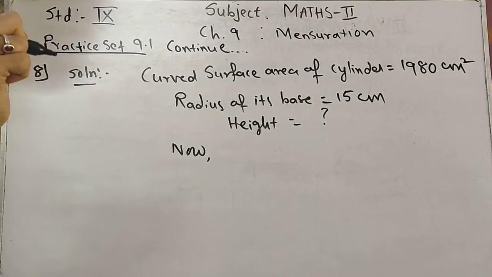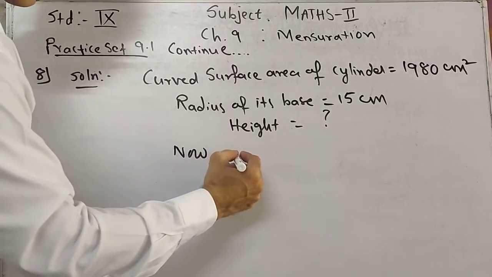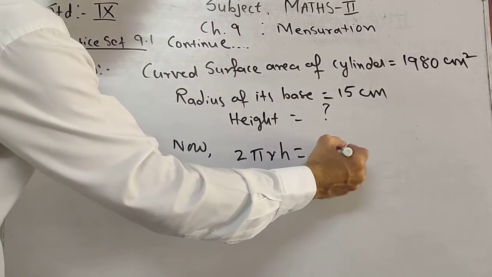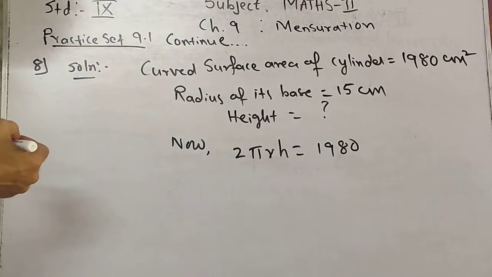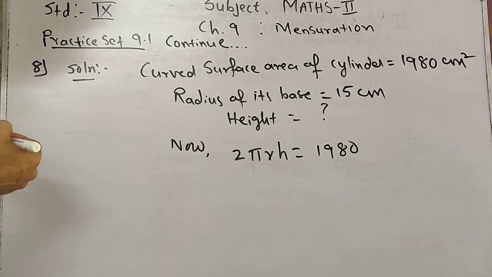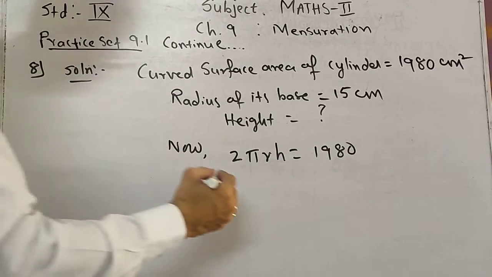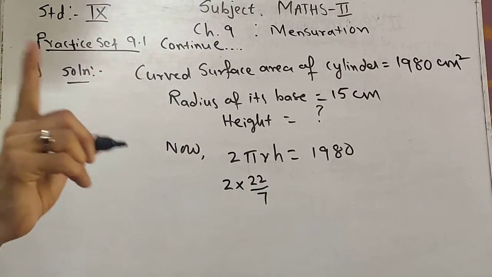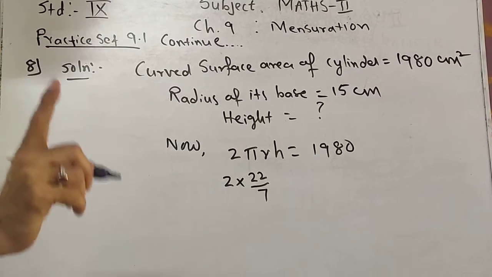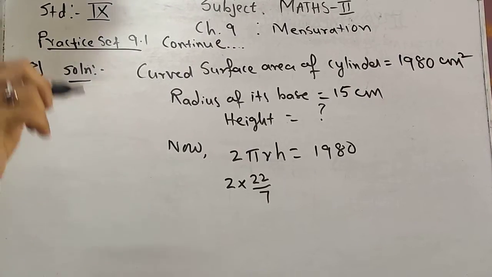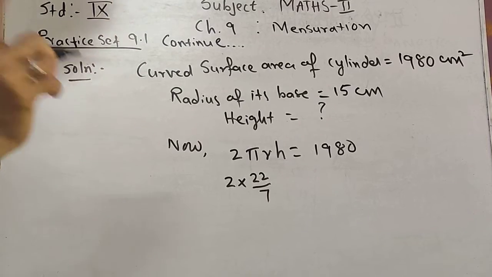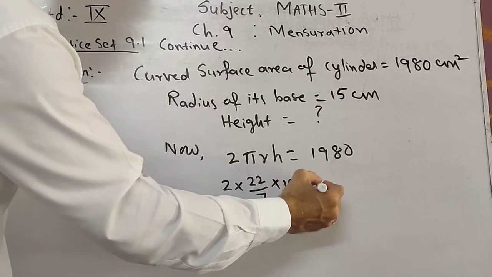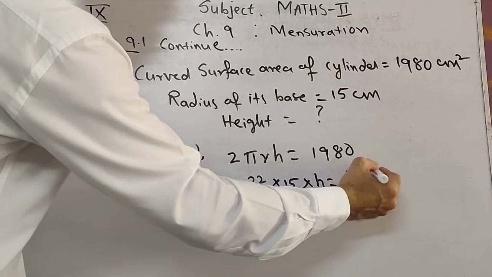You will not use any other formula. So the curved surface area of a cylinder, you know, 2 pi r h is equal to 1980. And the pi value is given in the question, 22 upon 7. So 2 multiplied by 22 upon 7. You will not take 3.14, please keep in mind, because in the textbook it is given as 22 upon 7. So the same value you have to take. So 2 pi r, r is 15 and h is not given, equal to 1980.